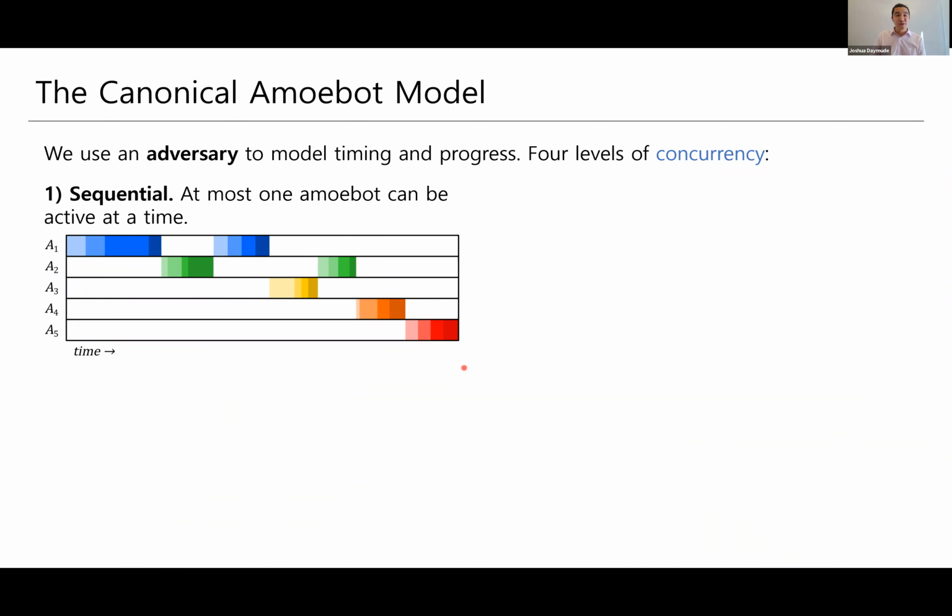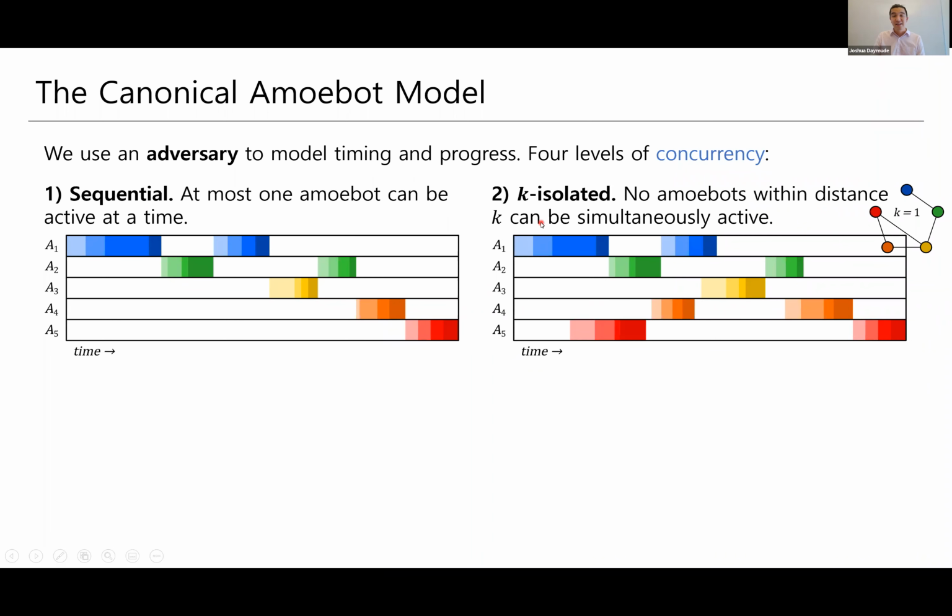So let's dive deeper now into the actual levels of concurrency and fairness. So a sequential adversary is only allowed to activate one Amoebot at a time. So here, the Amoebots are on the y-axis, time is advancing on the x-axis, and you can see that per time, at most one Amoebot is doing anything as indicated by these colors.